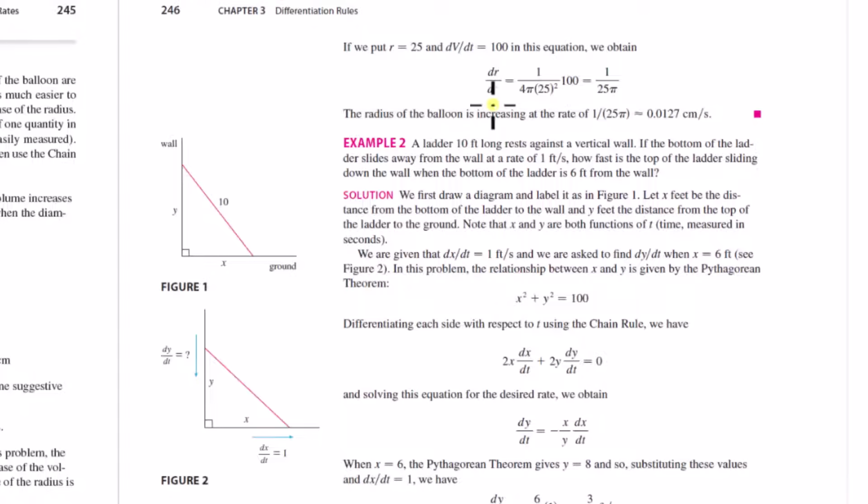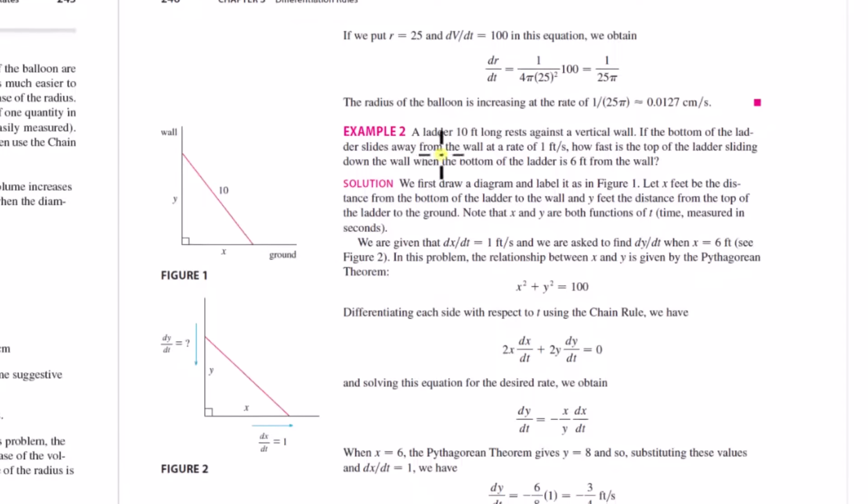Okay, so if the volume is increasing at 100 cubic centimeters per second, and make sure your units are all consistent when you do this, because of how much air we're pumping into the spherical balloon, then at the moment when the diameter is 50 centimeters, that's why they put 25 for the radius, the radius of the balloon is increasing at a rate of 1 over 25 pi centimeters per second.